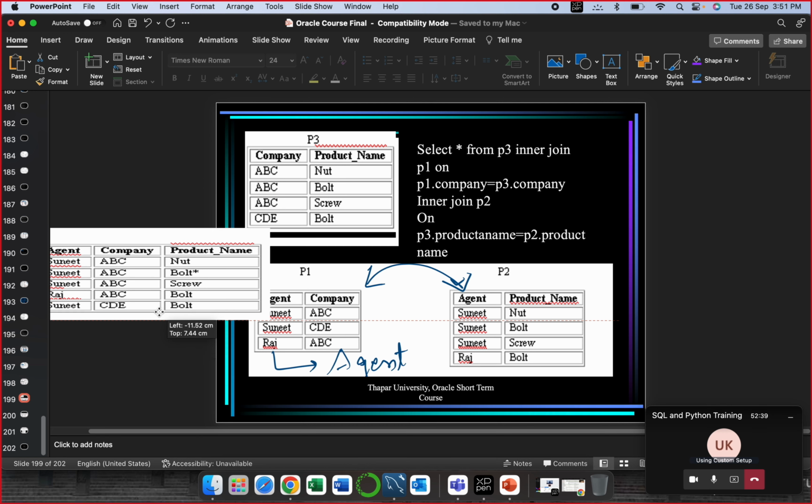So when we have these three tables, we need to put a join to understand which person is working with which company and manufacturing which product. So the join statement would work like this: P3 with P1, P3 with P2. With P1 it will work on company, with P2 it will be joined on the product name. So when I say product name, P3 product name on P2, so nut matches with nut and picks up the agent name. Then it checks the company P1 table and checks that ABC company, so it gives ABC nut.